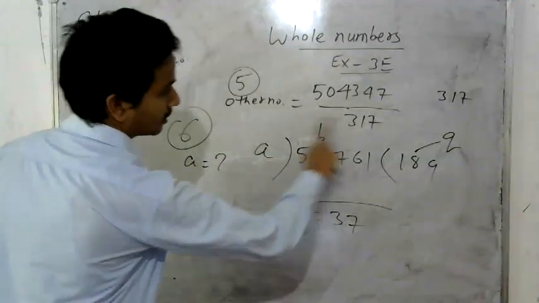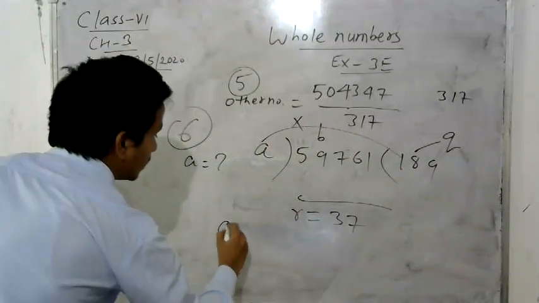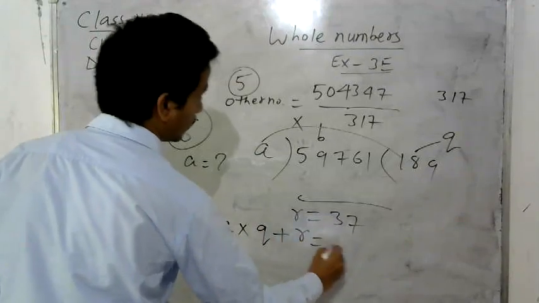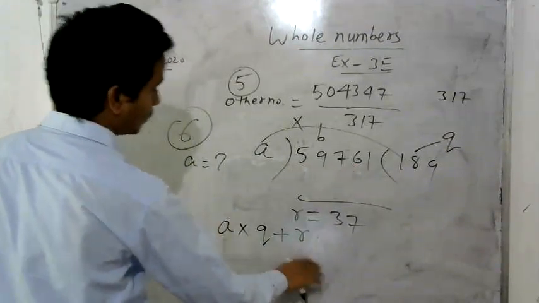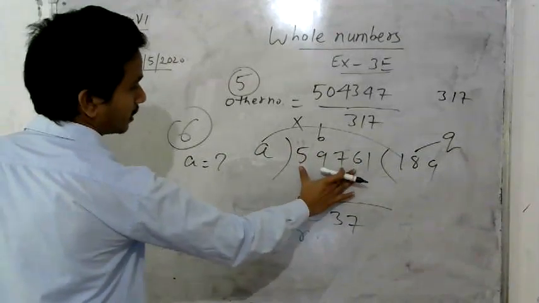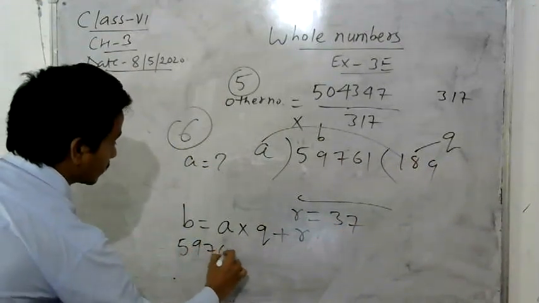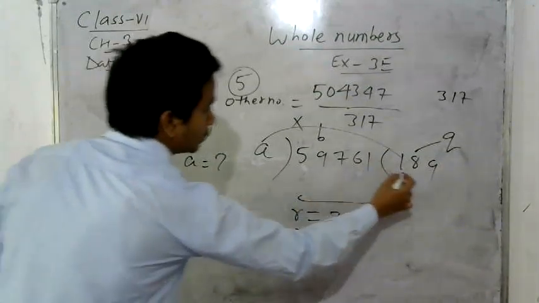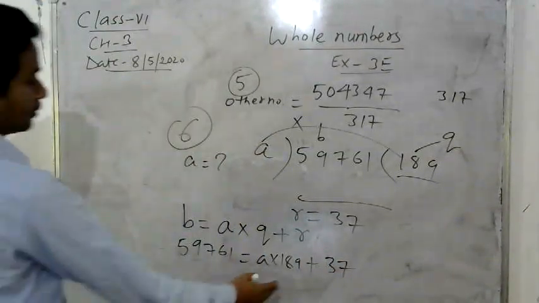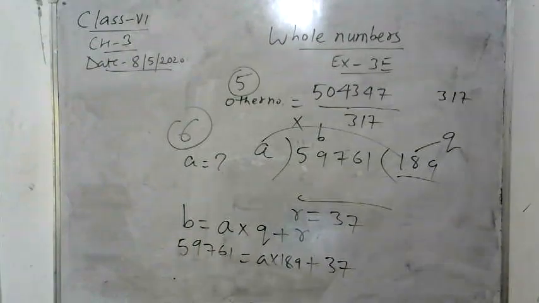So we know that divisor into quotient plus remainder equals dividend. The divisor is A, the quotient is Q, the remainder is R, and the dividend is B. So B equals A into Q plus R. What is B? 59761 equals A into Q, what is Q? 189, plus remainder 37. Now we have to solve this.